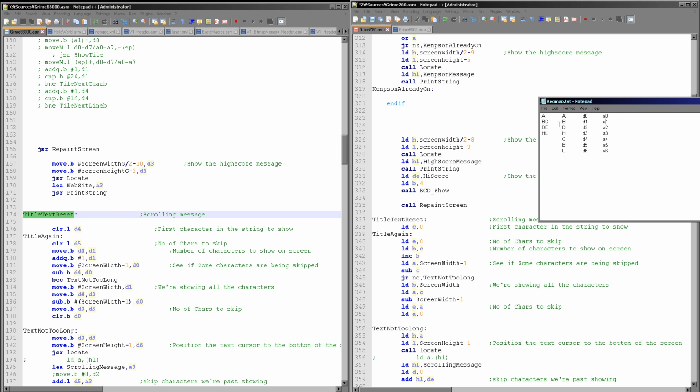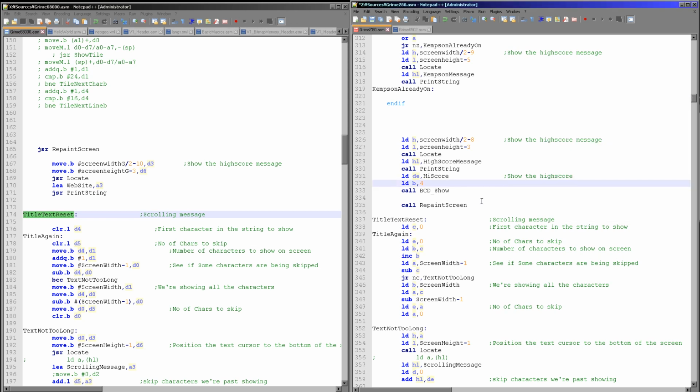If I'm using DE as a pair, or D, I'm using D2, or A2 if I'm using it as an address. HL or H, I'm using D3 or A3. C, I'm using D4, E, I'm using D5, and L, I'm using D6. And of course, I'm going to be using these if it's 8-bit, or these if it's 16 or 32-bit. So let's have a look at the code.